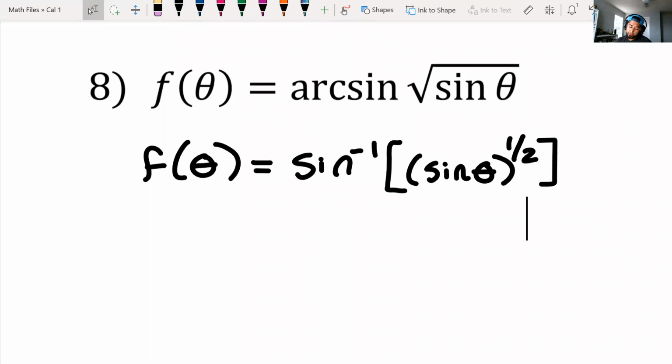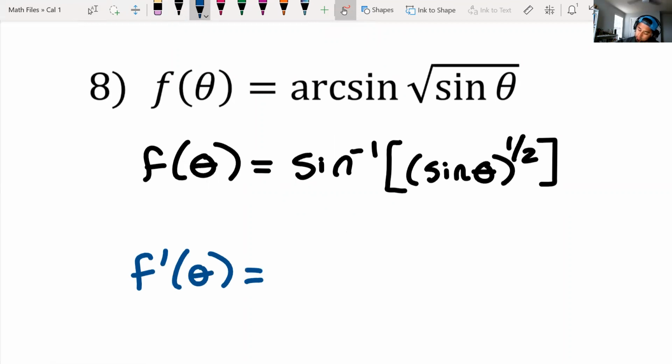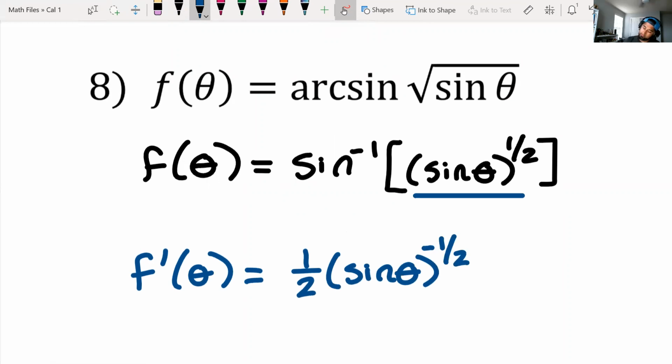Okay, and this will use the chain rule derivative for the inverse sine function. So this means that we're going to get f prime of theta equal to the derivative of the inside. So we got a chain rule within a chain rule. So we're going to have 1/2 sine theta to the -1/2 times the derivative of the inside function, which is cosine theta. There's the derivative of the inside function.